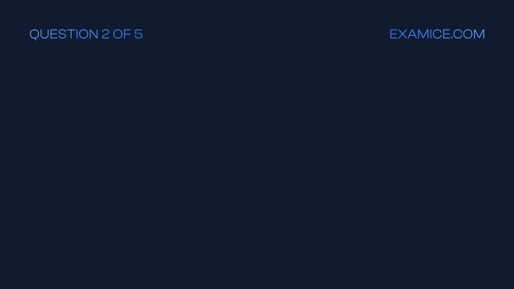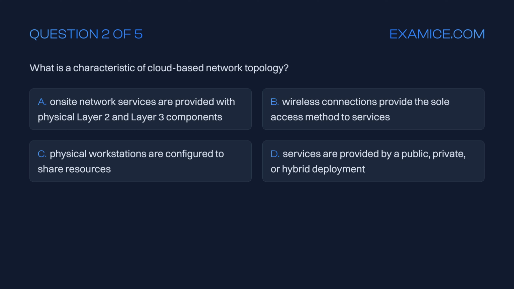Question 2. What is a characteristic of cloud-based network topology? Option A. On-site network services are provided with physical Layer 2 and Layer 3 components. Option B. Wireless connections provide the sole access method to services. Option C. Physical workstations are configured to share resources. Option D. Services are provided by a public, private, or hybrid deployment.